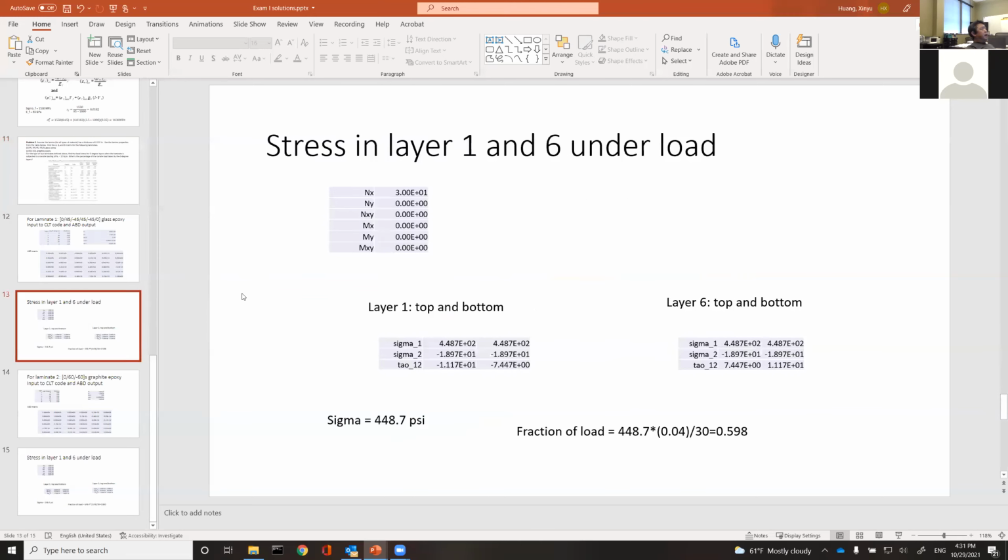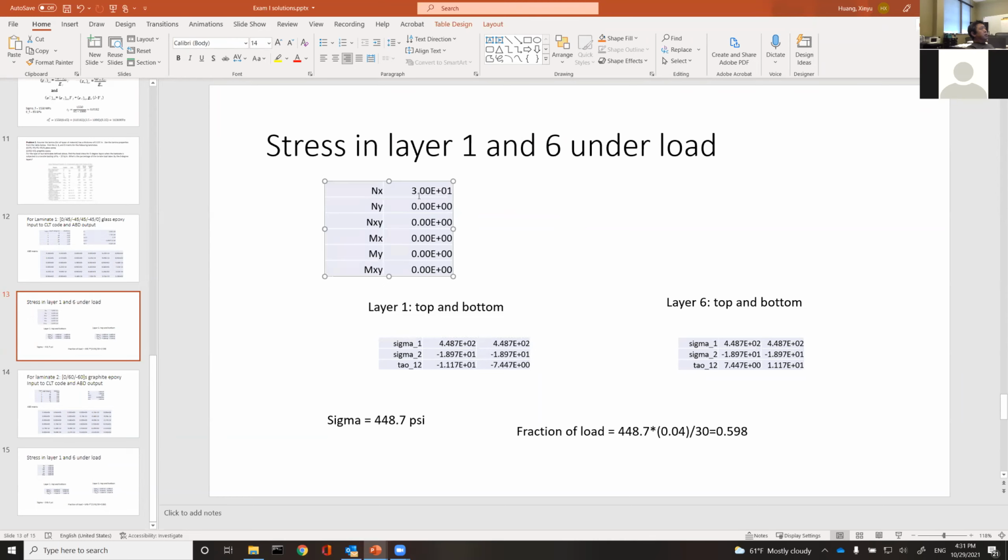So when I apply the load here, this is the load I apply to my code. This is the load I applied. I apply only a single tensile load, 30 pounds per inch. And then I read off the stress in my layer 1 and layer 6. These are the 0-degree layers. Because I asked you to estimate the load, the stress, the load taken by these two layers, I need to know the stress in there. In particular, I need to know the stress in the one direction.